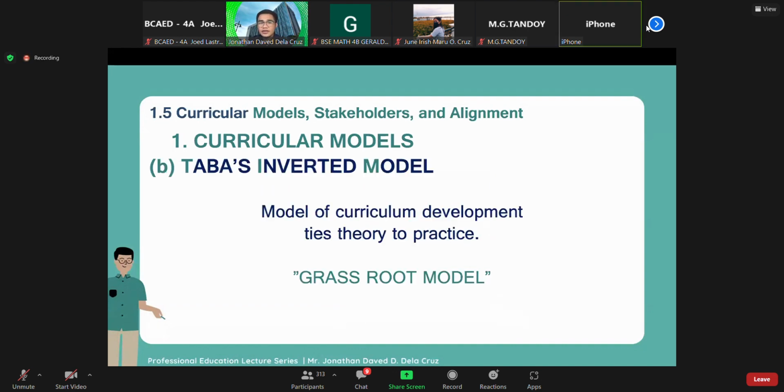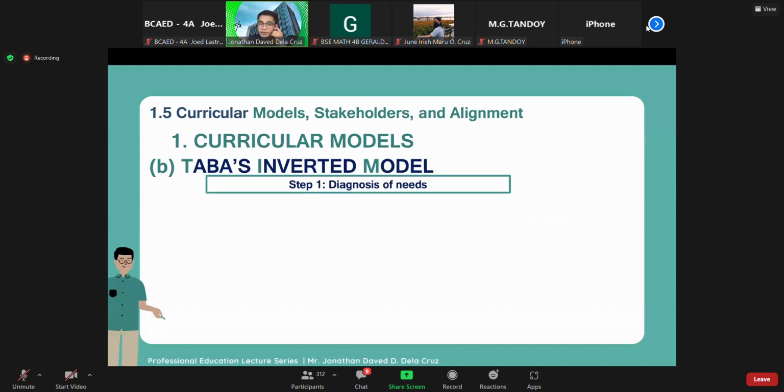So next is Taba's inverted model. Are you familiar with Hilda Taba? So Hilda Taba or the Taba's inverted model, TIM naman ang tawag ko dito, kanina TAM, ito naman TIM. Model of curriculum development ties theory to practice. This is a grassroots model. Bakit grassroots model ito? Bottom up. Paano ka ba magdamo? Di ba bottom up? Nag-grassroots ka from bottom to up. Grassroots model. So, starts with una, diagnosis of needs. Ito ay naging grassroots model because it starts from bottom to up.